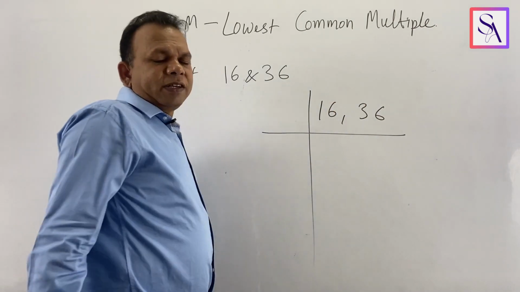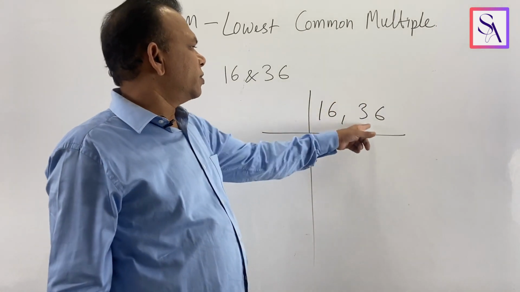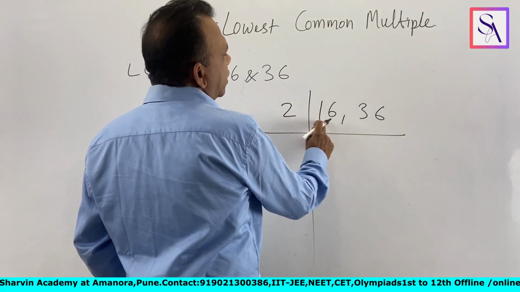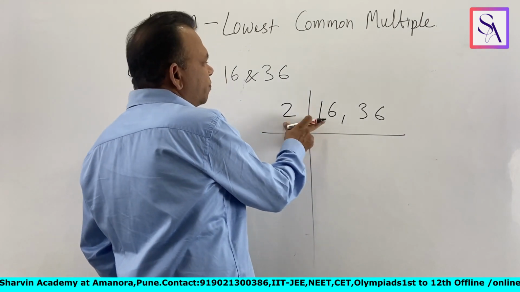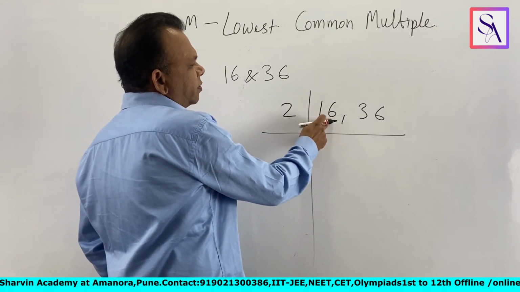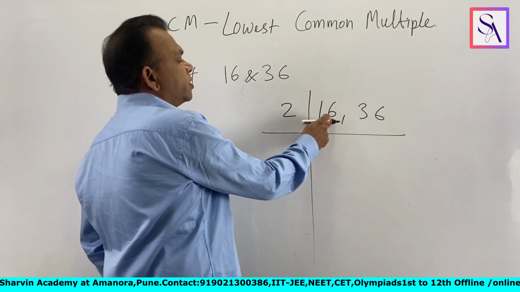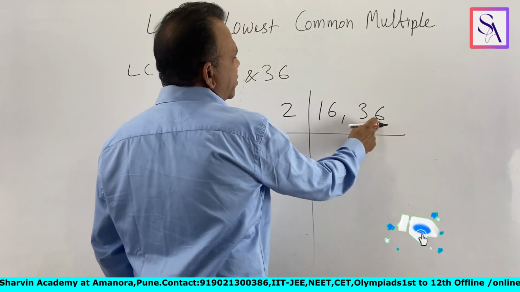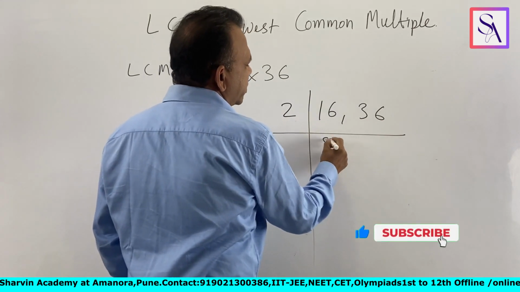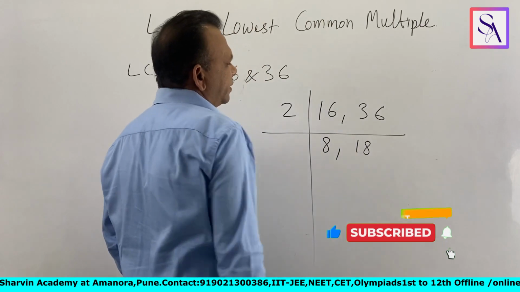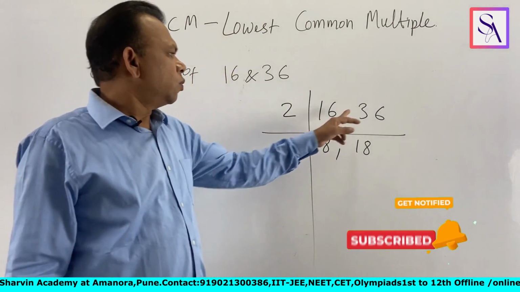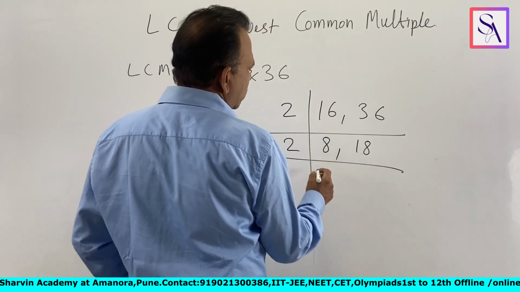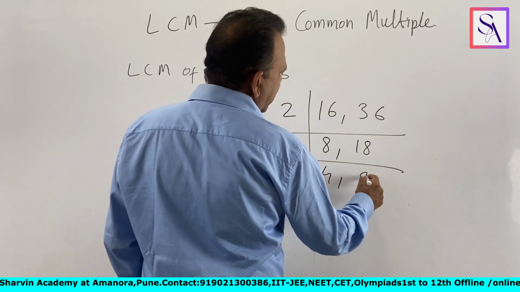I will find the first number which will divide both the numbers. I will start from 2. Divisibility test for 2: the last digit should be even. 6 is even, so 36 is divisible by 2. 2 1s are 2, 2 8s are 16. 2 1s are 2, 2 8s are 16. Again it will divide by 2: 2 4s are 8, 2 9s are 18.